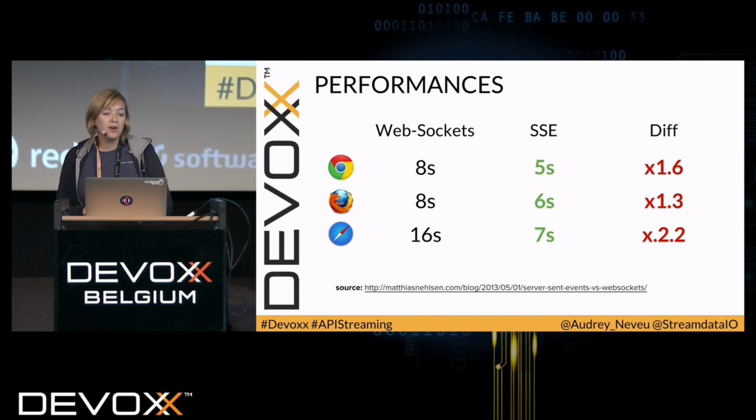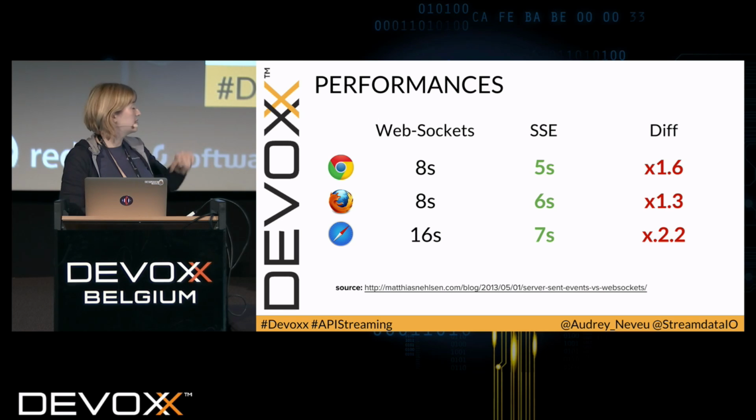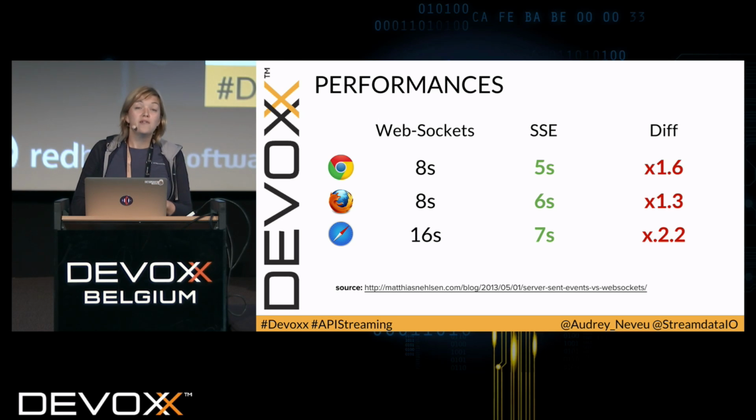So now, talking about performances. These numbers are coming from Matthias Nelson's blog post. Matthias is the developer of an application called Birdwatch, which allows you to visualize a stream of tweets in real time. He first implemented his application with WebSockets because he needed to retrieve 500 tweets as fast as possible in his Play application. And quickly, he had so many issues that he decided to give server-sent events a try.